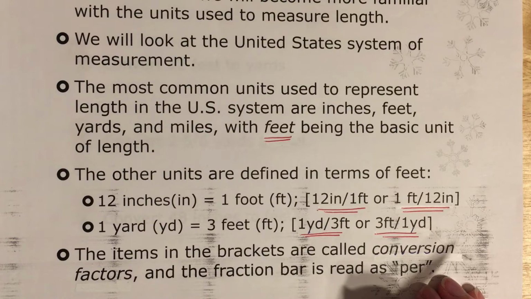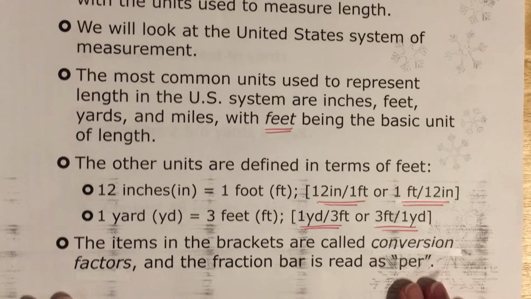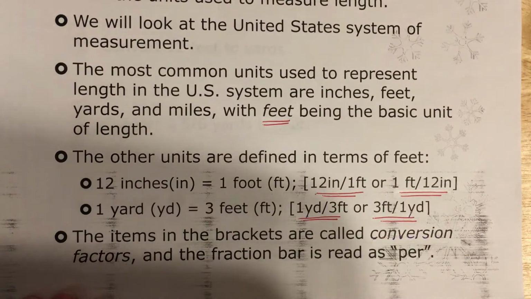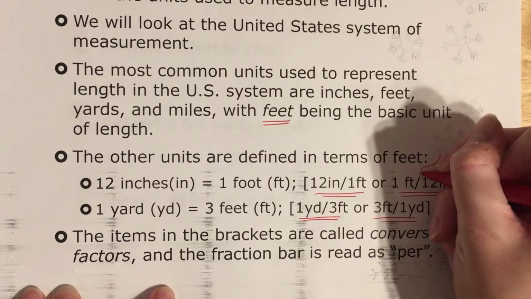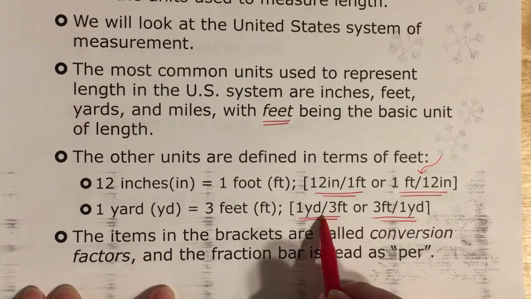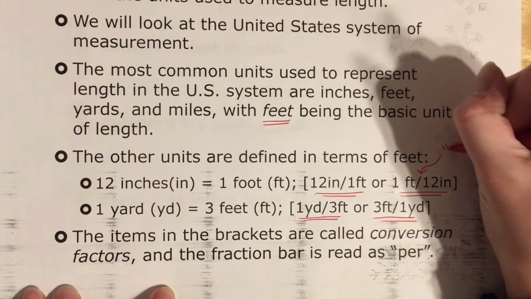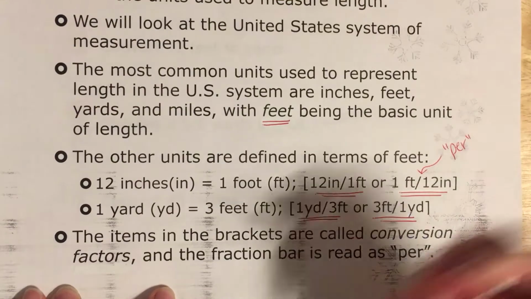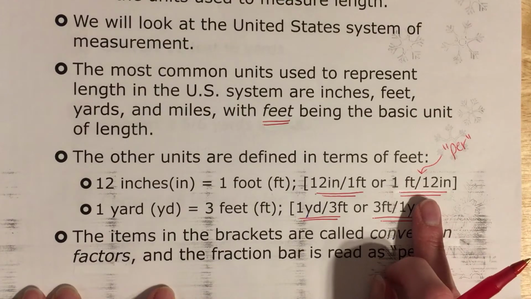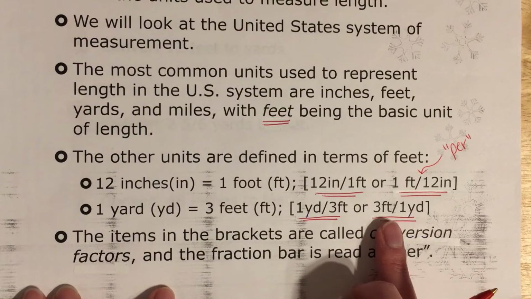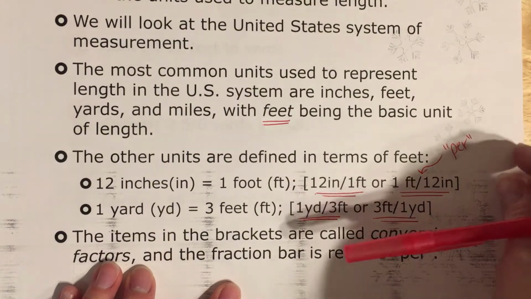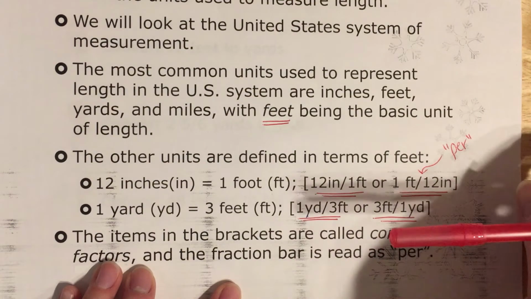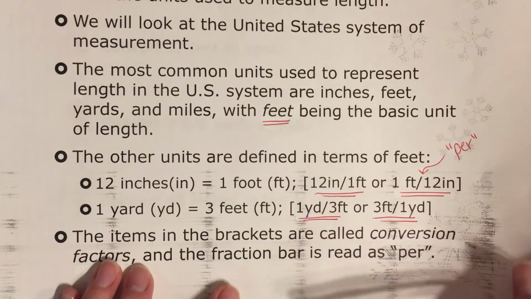So why are they in brackets? These items are in brackets and written as fractions because they're called conversion factors. And that fraction bar, you're going to see it here, here, and here, is read as per. So the one that I have the arrow towards would say 1 foot per 12 inches, 3 feet per 1 yard. All these bullets can be found on the notes that I posted on Blackboard.